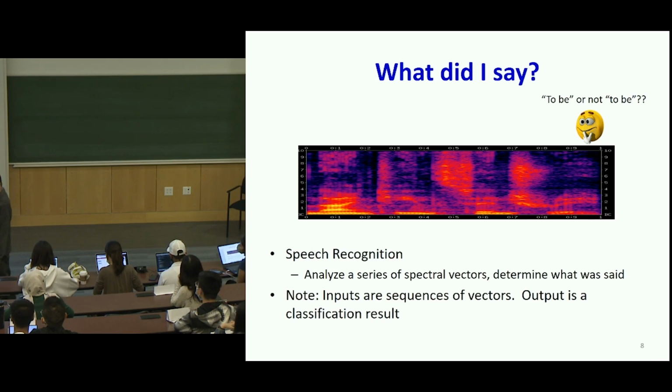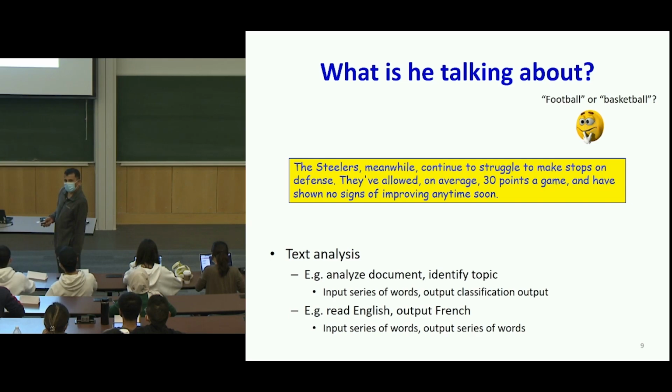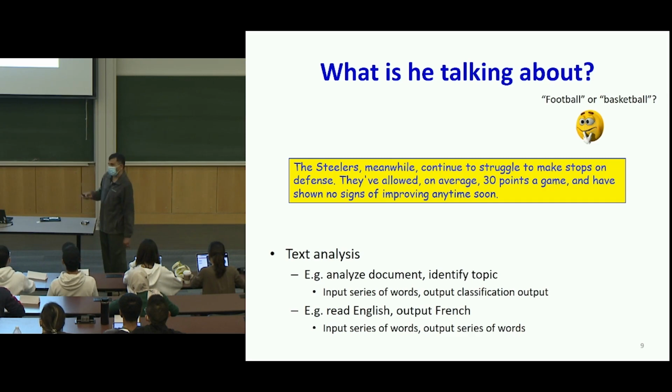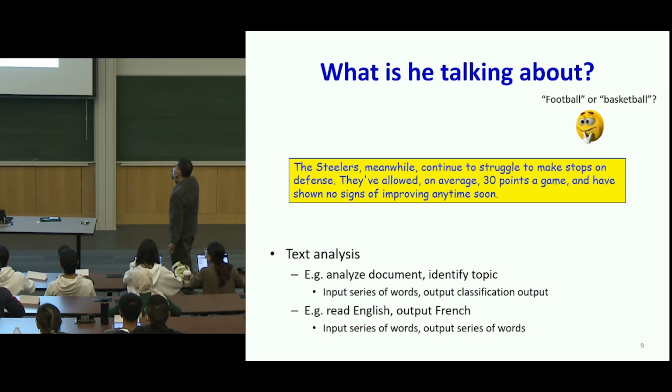Or here's a nice example. This is a very common kind of sentence that occurs this time of the year. The Steelers are famous for losing, particularly about this time of the year. They have been for 10 years. And so the Steelers, meanwhile, continue. I can use the same example every year, and it's still valid. The Steelers, meanwhile, continue to struggle to make stops on defense. They've allowed, on average, 30 points a game and have shown no signs of improvement anytime soon.